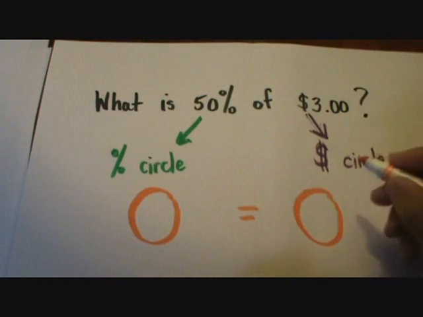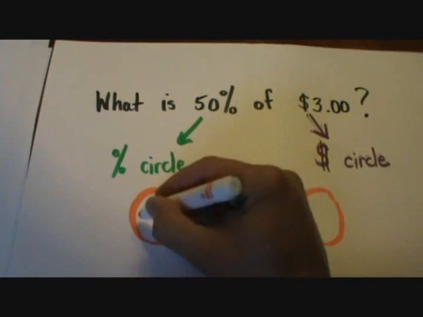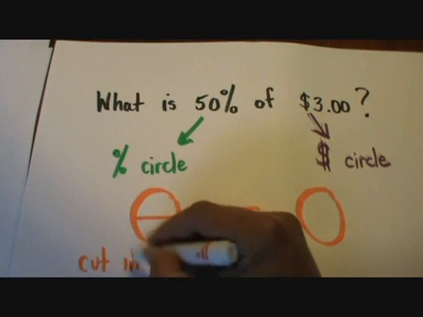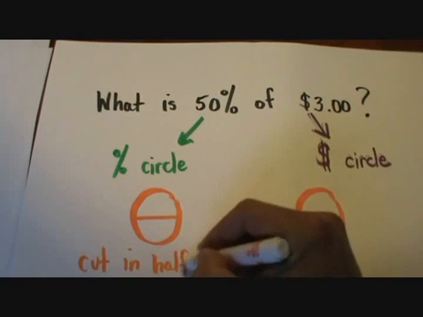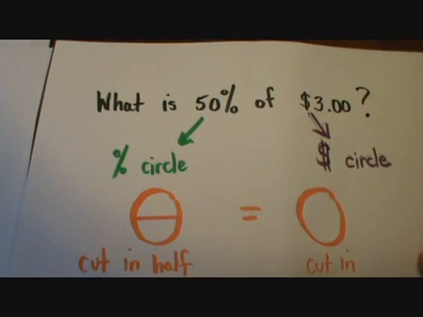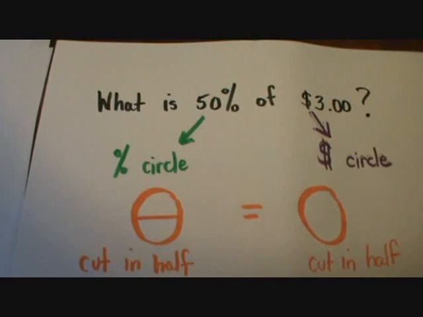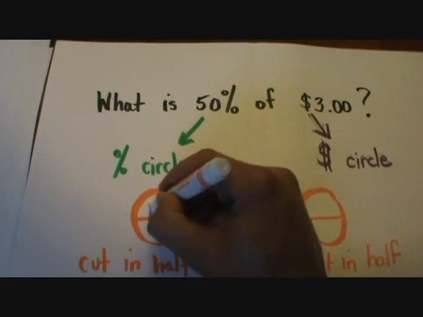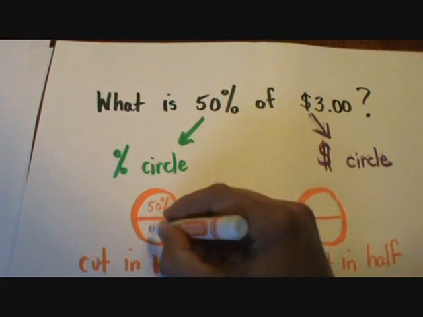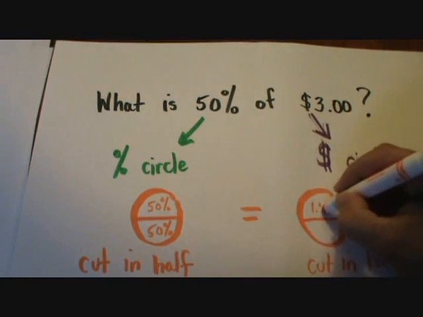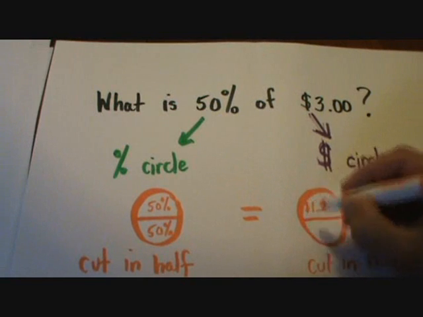Now, in order to get the 50%, we have to cut the 100% in half. But don't forget, because these two circles are really different names for the same thing, if I cut the percent circle in half, I've got to cut the money circle in half as well. So what does that tell us? Well, we're going to get 50% in the top and 50% in the bottom on the percent side. On the money side, if we cut $3 in half, we're going to divide it by 2. So we're going to have $1.50 in the top, $1.50 in the bottom.